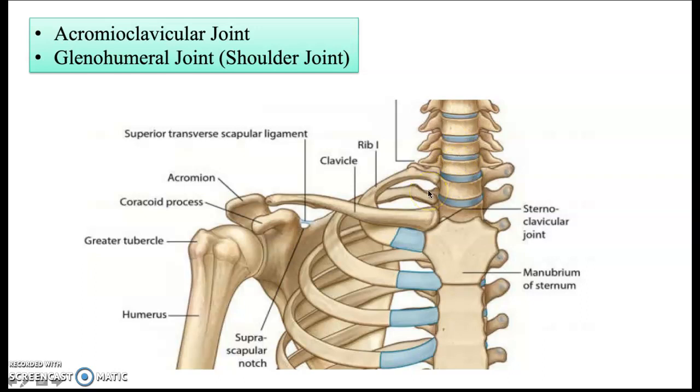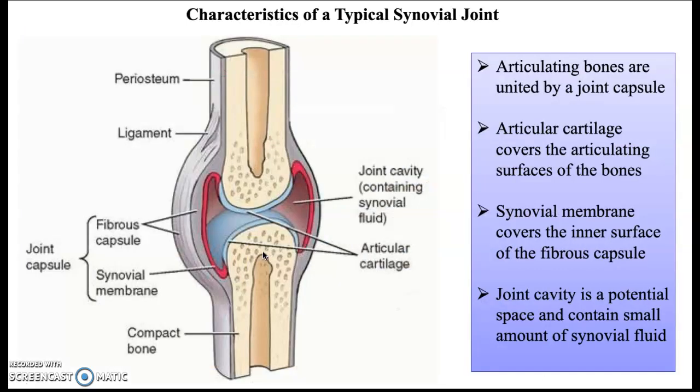But most of the joints of our body are classified as synovial joints, and both the joints in the shoulder region, the acromioclavicular joint and the glenohumeral joint, are classified under synovial joints. Now, because we are talking about synovial joints, let's quickly review the characteristics of a typical synovial joint.